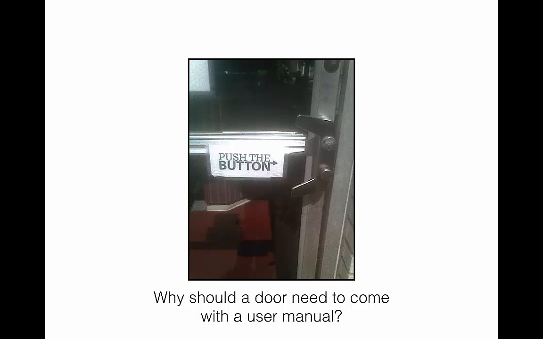Probably the easiest way to fix this problem is to get rid of the button altogether. Or if you had a problem with the door drifting open because it wasn't latched, you could put a handle on the door that you would have to turn.